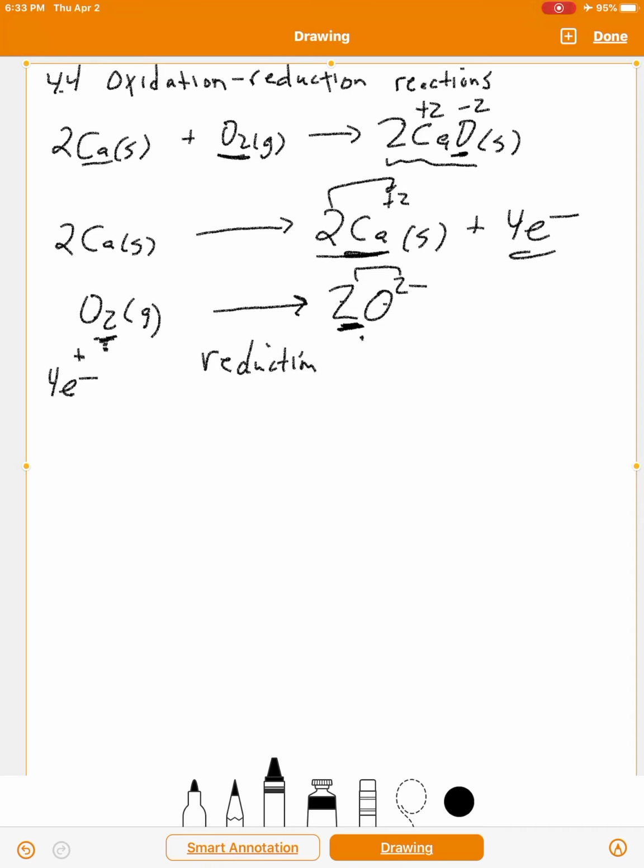Losing electrons is oxidation. That's over here. So this is the oxidation half reaction. Now, when an element gets oxidized, when it undergoes oxidation, it is the reducing agent. So calcium would be the reducing agent. The one that gets oxidized is the reducing agent. The one that gets reduced is the oxidizing agent. So oxygen is the oxidizing agent.